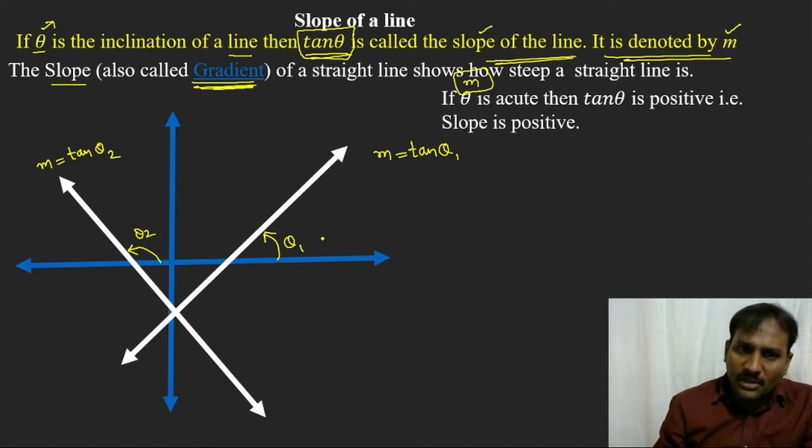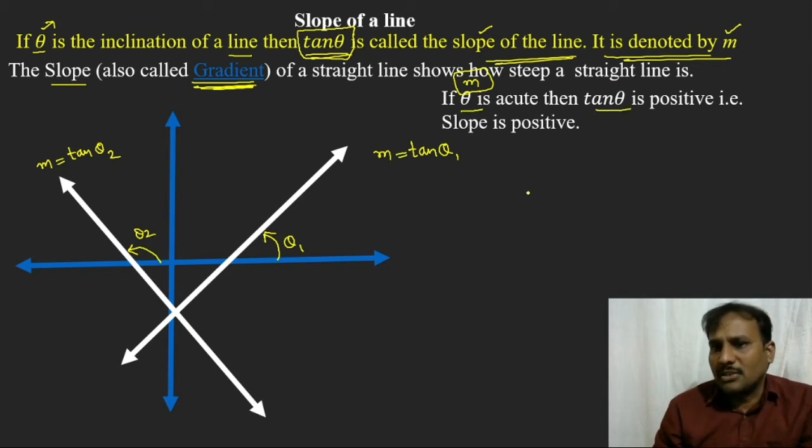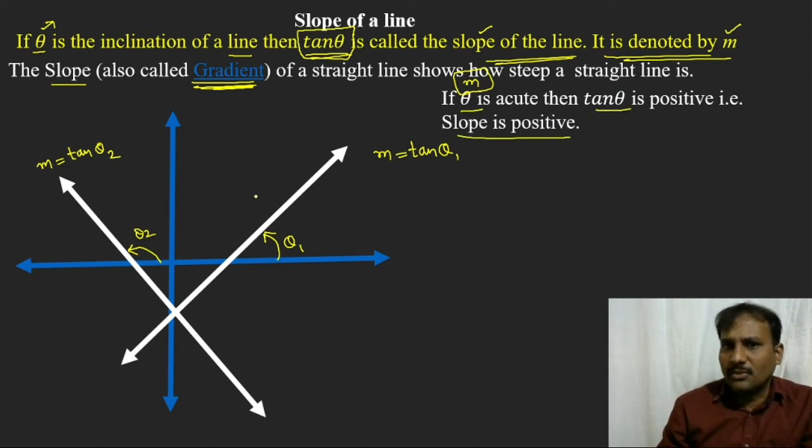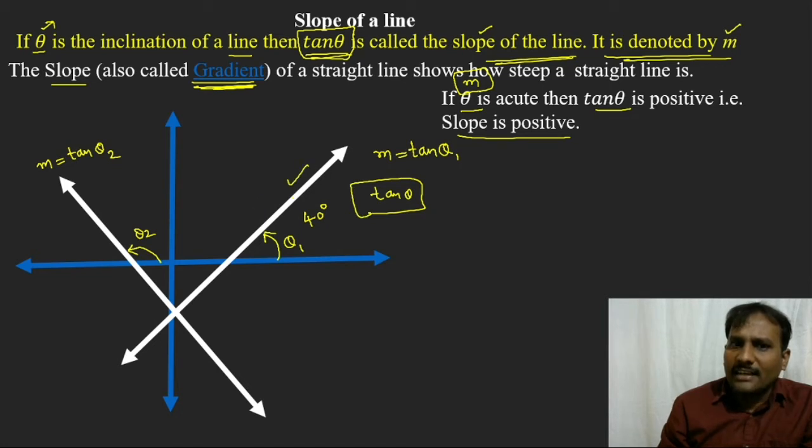Now if you observe here, if theta is acute, then tan theta is positive. That means slope is positive. Here, this is an acute angle. Let us say it is some 40 degrees. So it is an acute angle, and in the first quadrant, tan theta is positive. So that's why the slope of this line is positive.